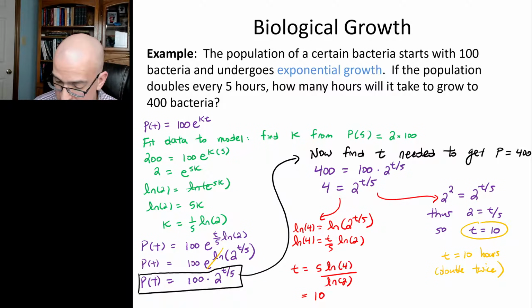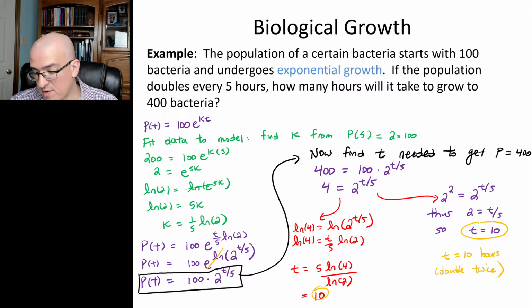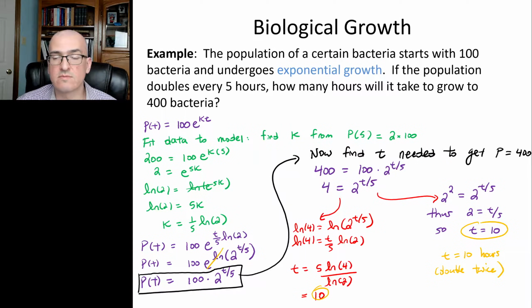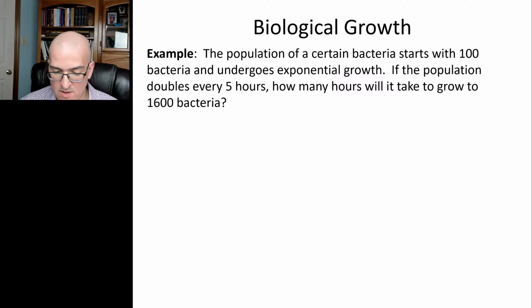And these methods were a lot more work than just thinking about doubling twice. How long does it take to double twice? If doubling once is 5 hours and the doubling time is constant, well, 10 hours. All right, how about this?